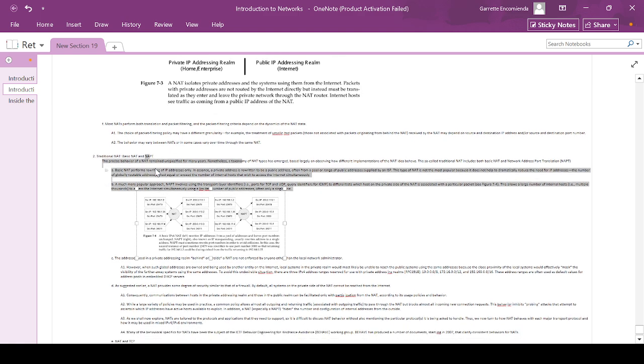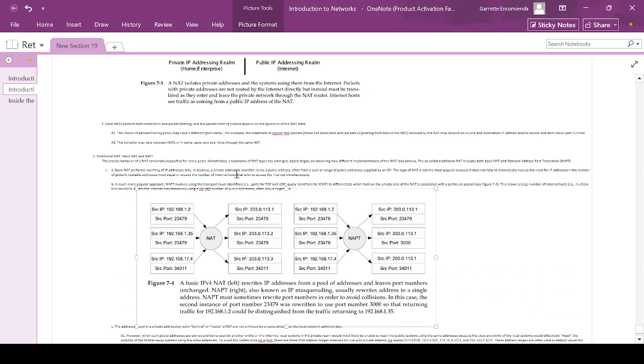So basic NAT performs rewriting of IP address only. In essence, a private address is rewritten to be a public address, often from a pool or range of public addresses supplied by an ISP. This type of NAT is not the most popular because it does not help to dramatically reduce the need for IP addresses. The number of globally routable addresses must equal or exceed the number of internal hosts that wish to access the internet simultaneously.